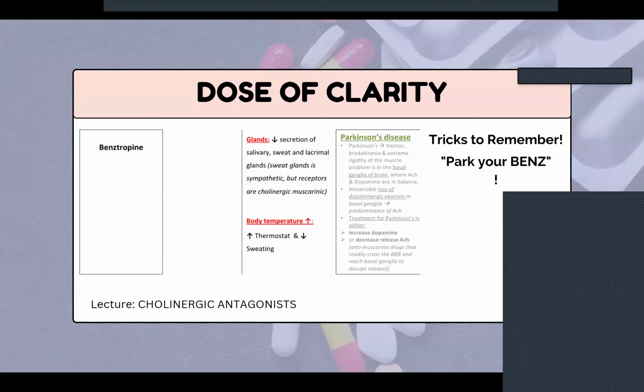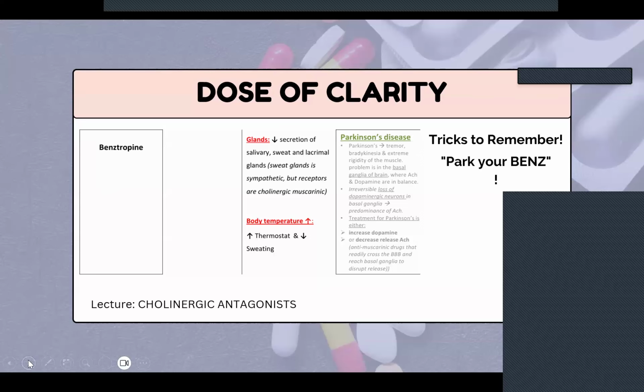An easy way to remember this is park your benz. So PARK stands for Parkinson's and BENZ for benztropine. Everything clear until now? Can we move on to the next question?